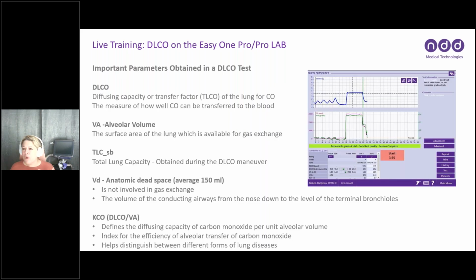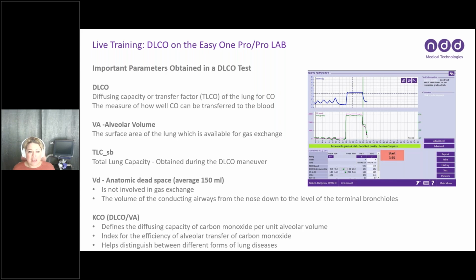All right, so we know a lot of the parameters, FEV1, FVC, SVC, that are very familiar to us in the pulmonary world. Sometimes the parameters in DLCO are maybe not as well known to us. So what are some common parameters obtained? And of course, the first is that DLCO measurement. So the diffusion capacity or the transfer factor of the lung for that carbon monoxide. How well can that CO be transferred from the blood to the lungs and vice versa?